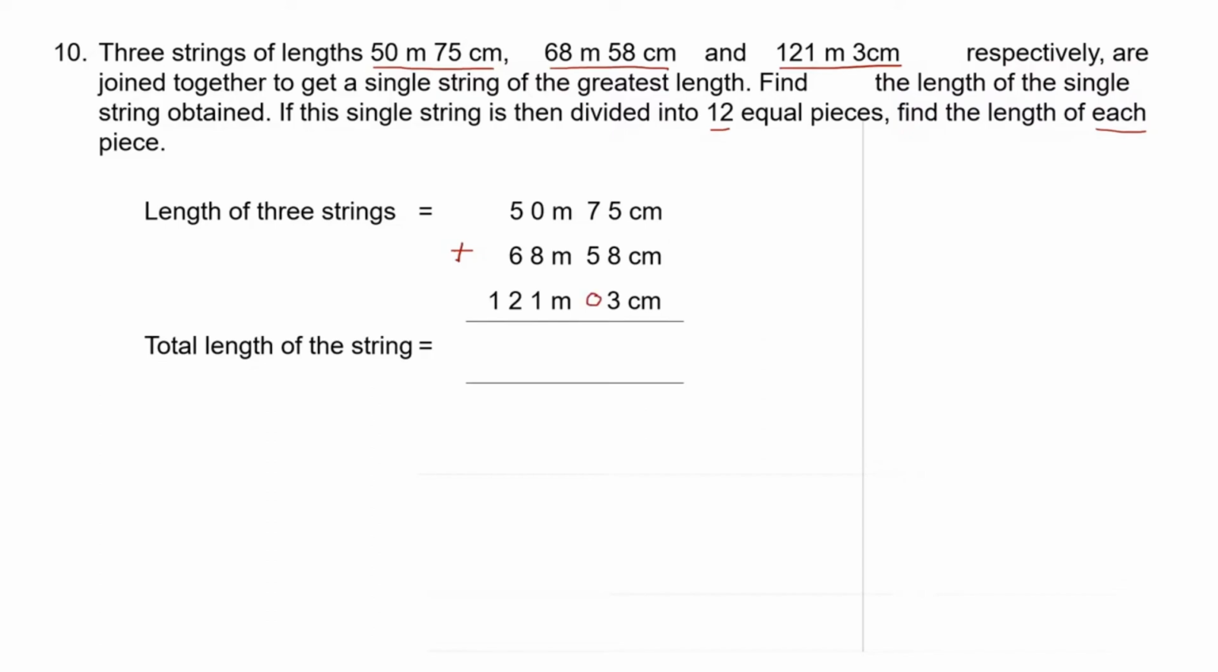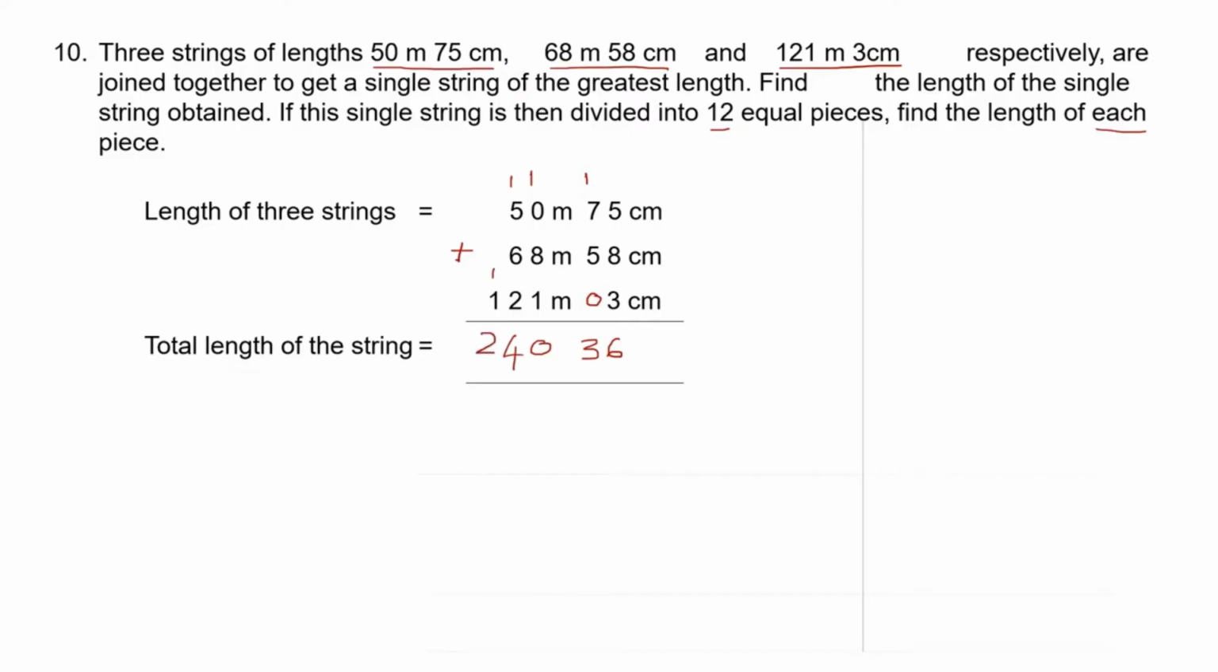Let's start. 5 plus 8 is 13. 13 plus 3 is 16. Carry 1. 7 plus 1 is 8. 8 plus 5 is 13. Carry 1. 8 plus 1 is 9. 9 plus 1, 10. Carry 1. 5 plus 1, 6. 6 plus 6, 12. 13, 14. Carry 1. 1 plus 1, 2.